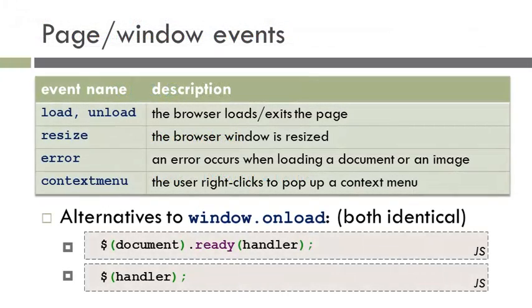The window object events are load, unload, resize, error, and context menu. We've already seen how to use window.onload for unobtrusive JavaScript. We've also seen how to replace this event with the jQuery function, which is a quicker way of attaching the ready event handler to the document.isReady event.